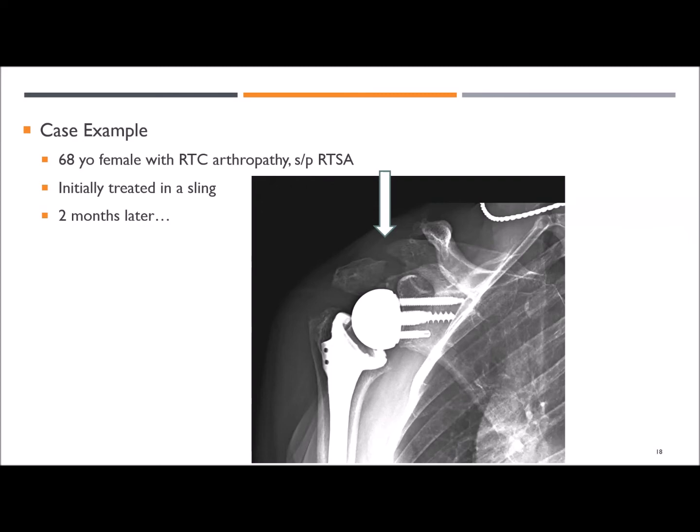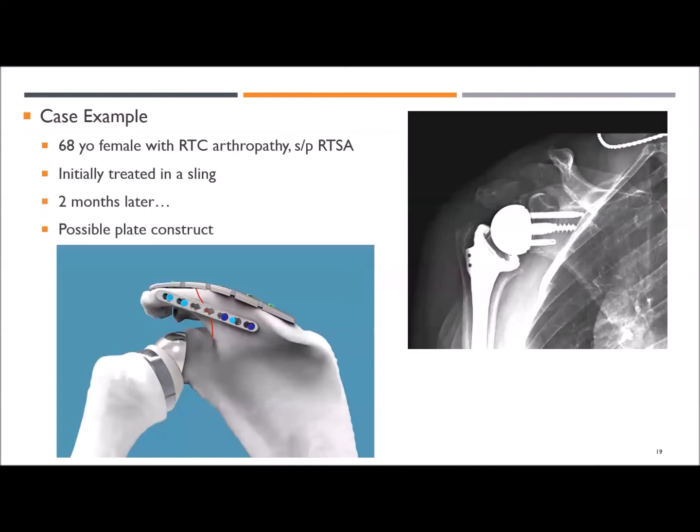So the thought process early on was that she would do well with a sling. Now that she's not doing well in her sling and she's still not progressing after 2 months of conservative treatment, what do we do? So that's kind of my question to pose.